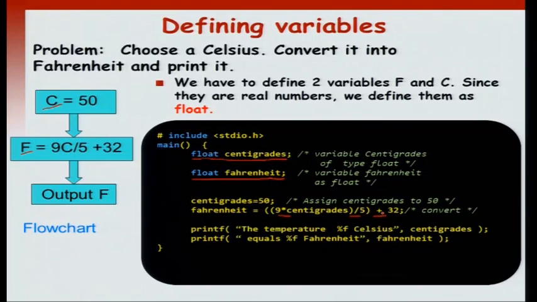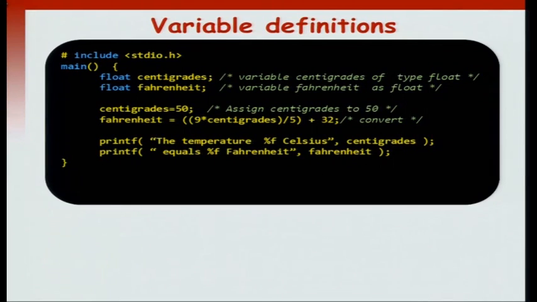So Fahrenheit equal to 9 times centigrade divided by 5 plus 32 is exactly similar to the analogous line in the flowchart. And finally for outputting we will use the printf statement. So here is something new in the printf statement. We use what are known as format specifiers. These %f symbols are new and we will describe them shortly. So let us look at the program in a little more detail.